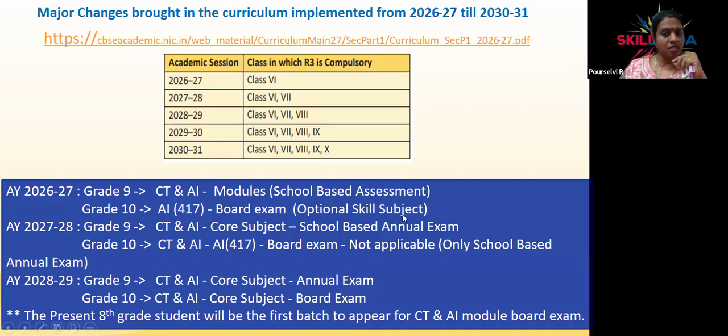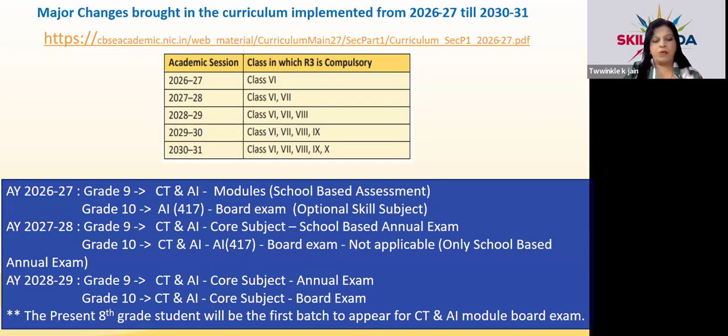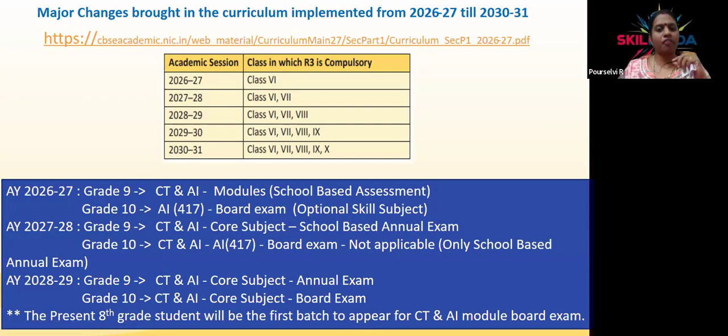So it is an optional skill subject. Only certain schools would have taken, not all the schools. Additional skill subject, so 6th subject. Board examination is going to happen just similar to last year. No change in the code of AI, which is going to be 417, and no change in the paper pattern, 50 marks for practical and 50 for theory. Okay, so this is about the current year. Hope all are clear about it.